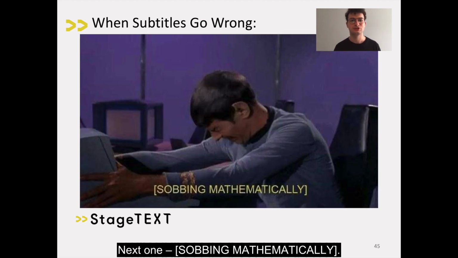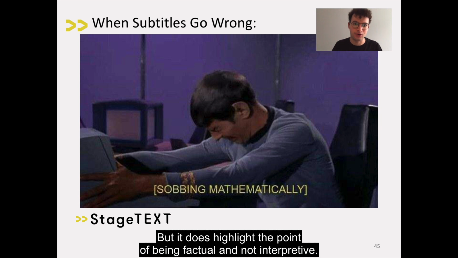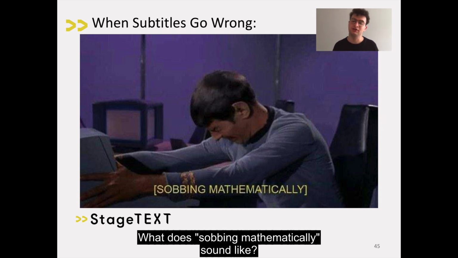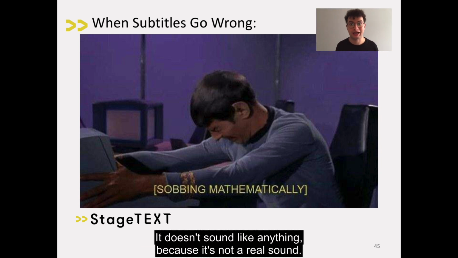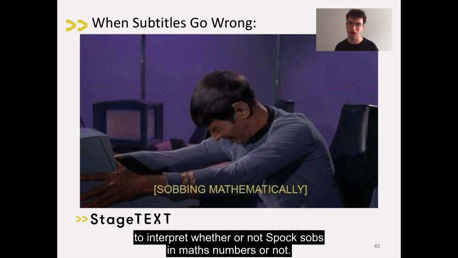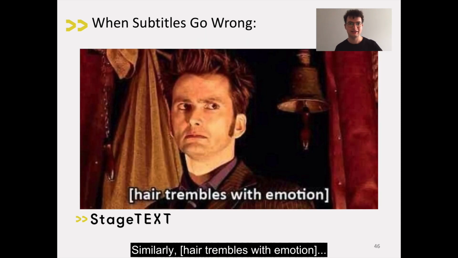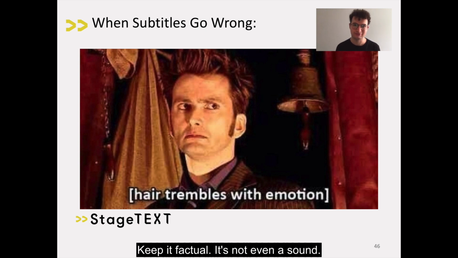Next one, sobbing mathematically. Now, I'm pretty sure this is a meme. I hope this hasn't been done, but it does highlight the point of being factual and not interpretive. What does sobbing mathematically sound like? It doesn't sound like anything because it's not a real sound. So again, you would just put sobbing there and leave it up to the viewer to interpret whether or not Spock sobs in math numbers or not. Similarly, hair trembles with emotion on a picture of David Tennant. So yeah, again, I hope this is a meme. Don't do this, please. Keep it factual. It's not even a sound.